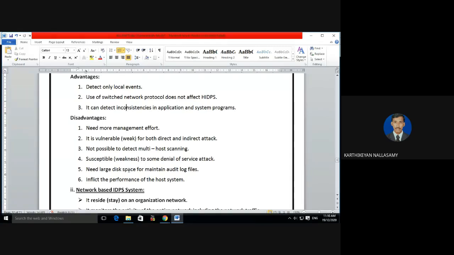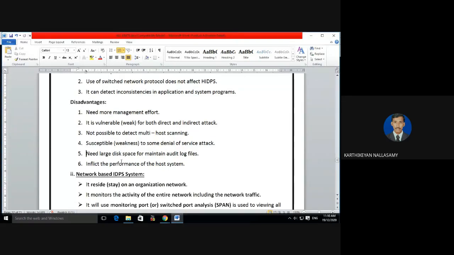It is very difficult to detect, and in the case of a computer system, we need more log files, which also reduces the performance of the host system. These are some of the disadvantages of IDPS.